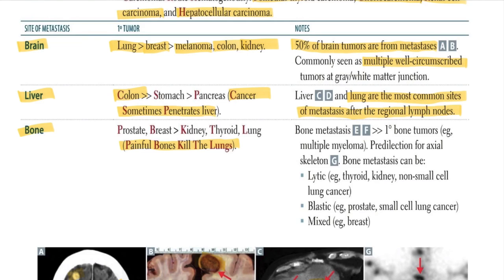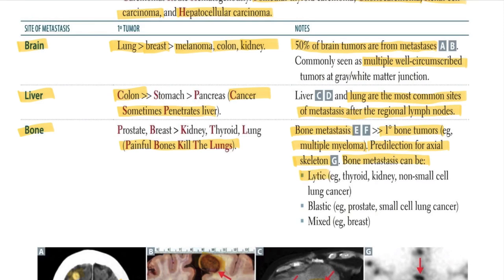Okay. Bone metastasis commonly affects the axial skeleton. In the axial skeleton we can see the spine, pelvis and ribs. This predilection for the axial skeleton we already discussed, like primary bone tumors, for example multiple myeloma. And bone metastasis can be lytic.